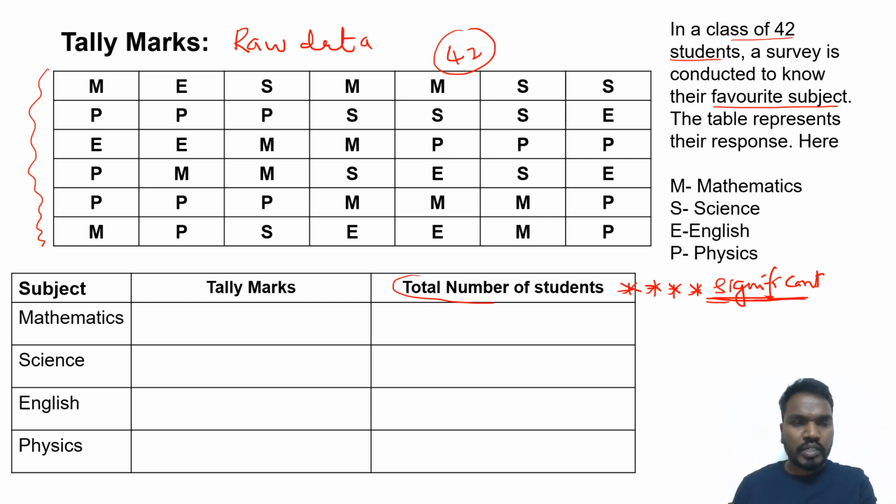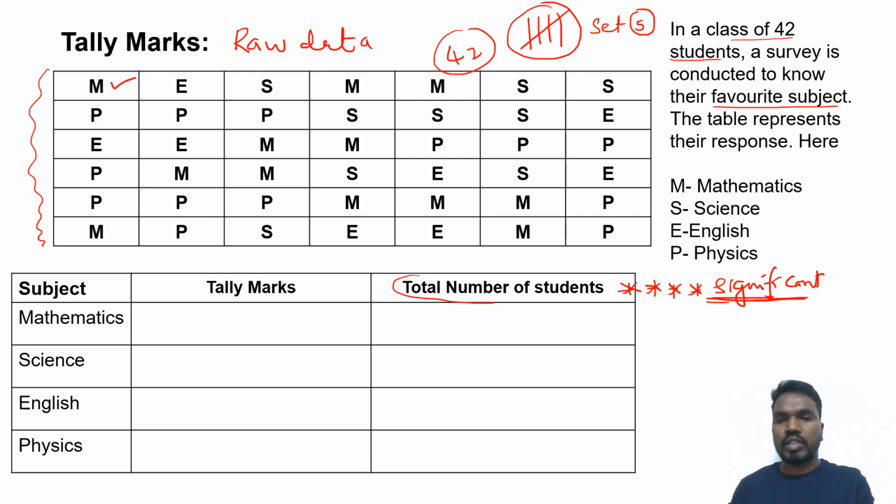Let us try to draw. What is the first student? M. Tally marks are drawn with a vertical line. In tally marks, we draw four lines like this, and then the fifth one will be a cross. Together this is one set. One set consists of five lines: the first four vertical lines, then the cross as the fifth one. Clear? So M, let us draw.